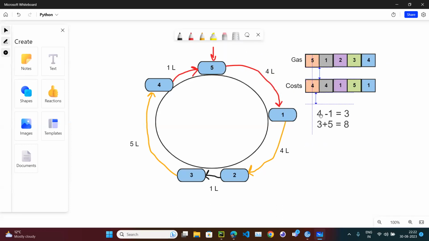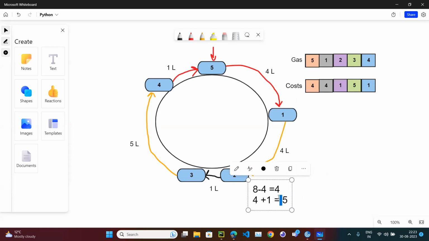Now I have 8 liters when we start, but on the way I spent 4 liters. So now 4 liters. When I reached here, I can ask the customer service, can you fill the gas? They are going to fill it. So now I have 5 liters of gas. Can I move to the next station? Yes, because we need only 4 liters. So I can move to the next station as well.